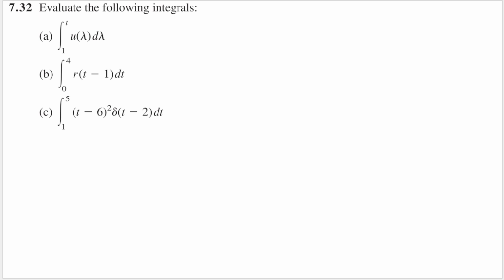So the question is: evaluate the following integrals. All of them involve singular functions. So let's get started. In problem A, I will rewrite the problem first. I will have the integral from 1 to t of u(lambda) d lambda. The first thing we need to think of is the definition of u(lambda).